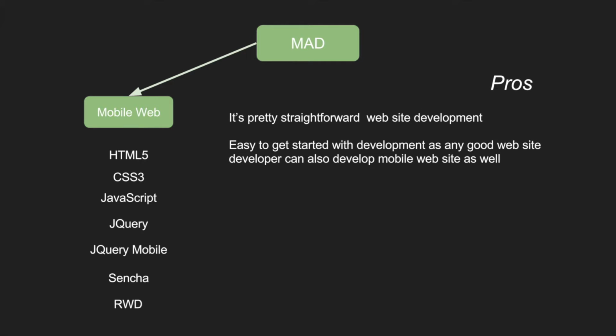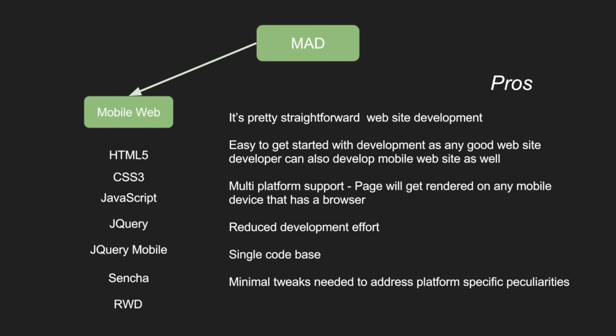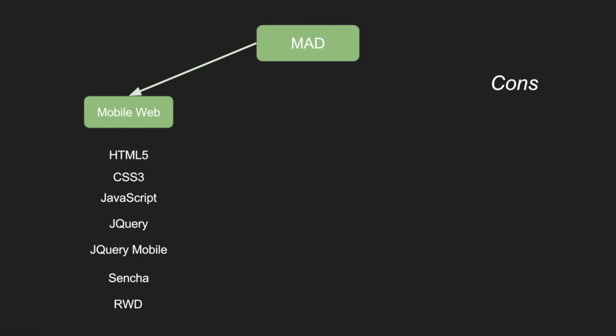Advantages of this approach are that it is pretty straightforward because it is website development. It is very easy to get started with the development, as a good website developer can develop even a mobile website as well. You have multiple platform support because any mobile device which has a browser will be able to render those pages, which basically means reduced development effort because you are maintaining a single code base. There are very minimal tweaks needed to address the platform specific peculiarities. Of course, there are some cons as well.